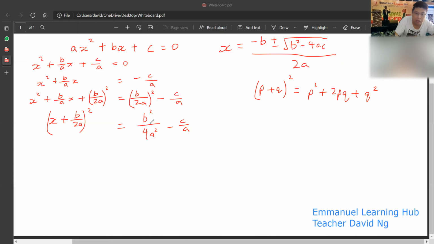Okay, this one I square it. I have this. 2 squared is 4. So (2A) squared is 4A squared. This part okay? This step, understand?